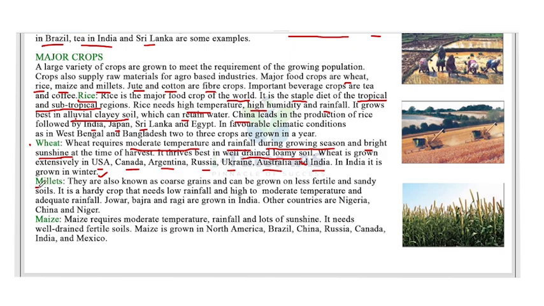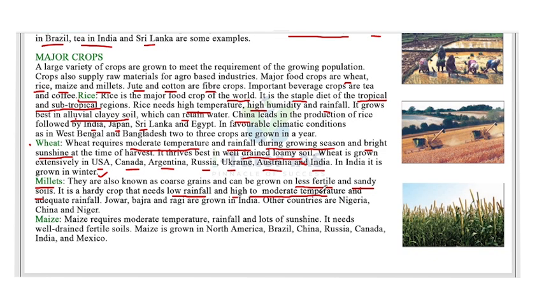Next one is millet. They are also known as coarse grain and can be grown on less fertile and sandy soil. It's a hardy crop that needs low rainfall and high to moderate temperature.